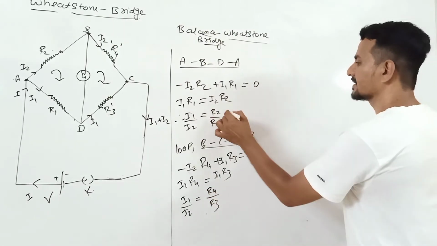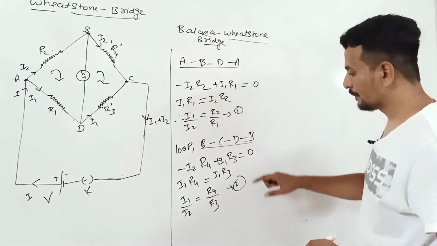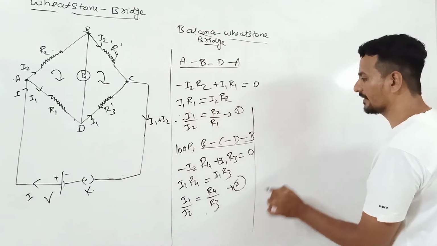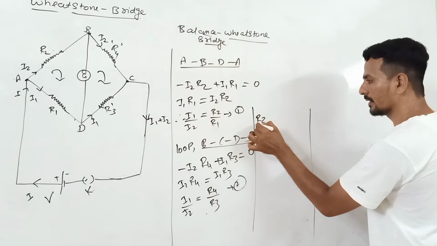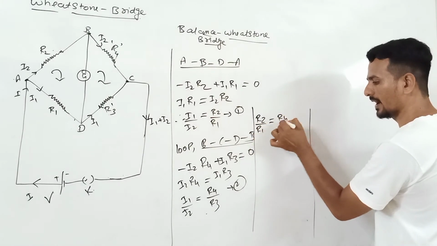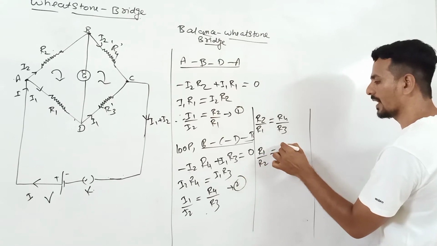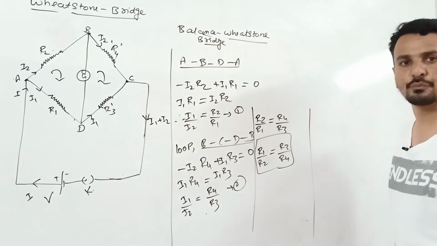Right? So say this as equation number 1, and this as equation number 2. Left hand side is same. So if we compare right hand side, it will be R2 by R1 is equal to R4 by R3. That is R1 by R2 equals R3 by R4. So this is the condition of a balanced Wheatstone bridge.